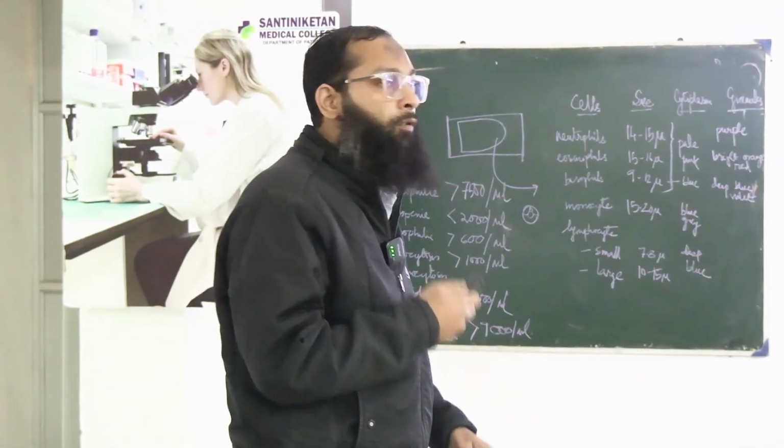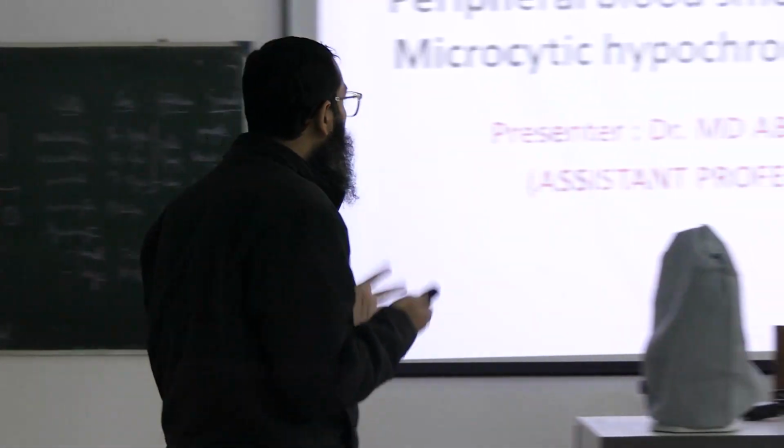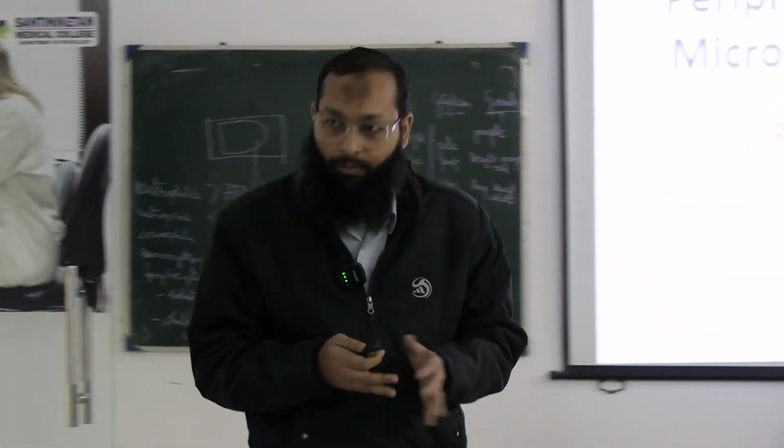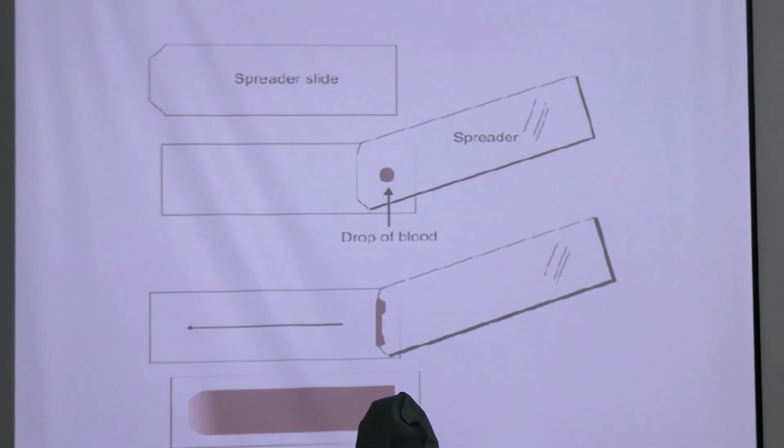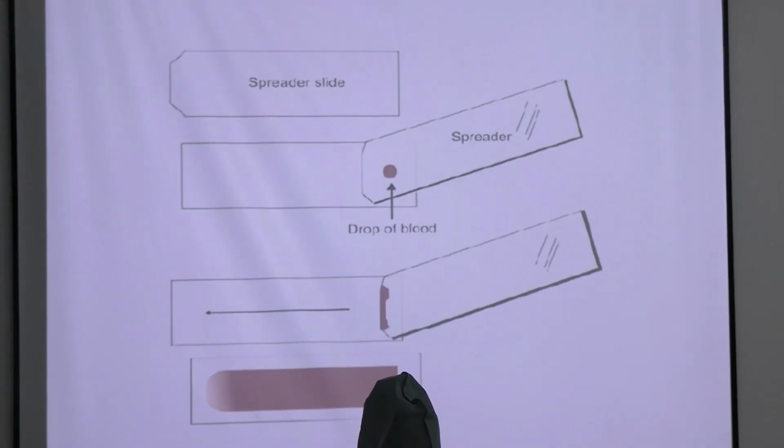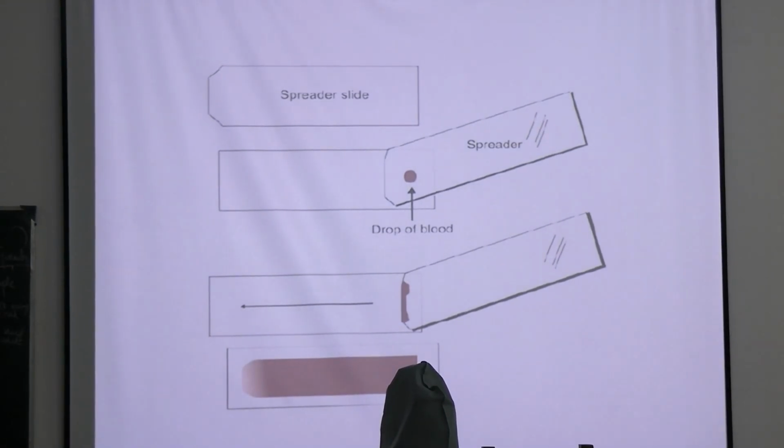Now we are going to discuss the peripheral blood smear findings in a microcytic hypochromic anemia. This is the thing I already discussed, how to make a good smear, and an ideal smear should be tongue shaped. Do you notice the difference between this spreader and this glass slide? The one you have used was not ideal. This is an ideal spreader. What is the difference between these two? The corners have been broken or modified.